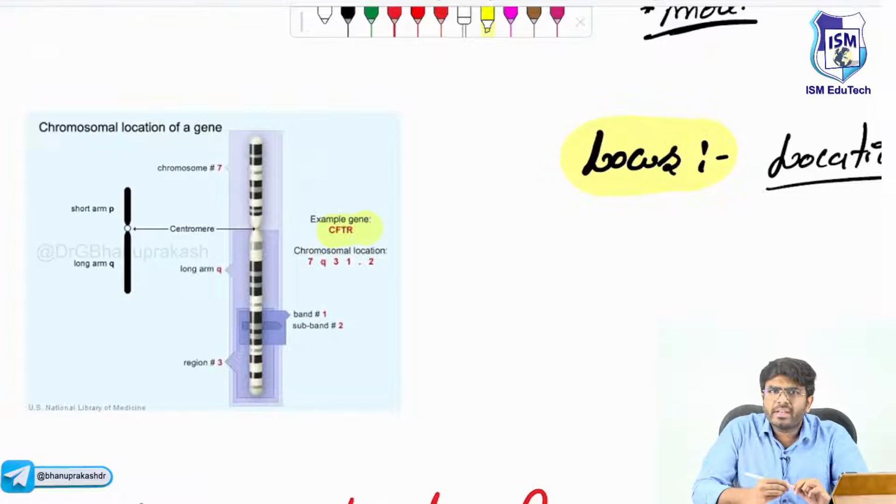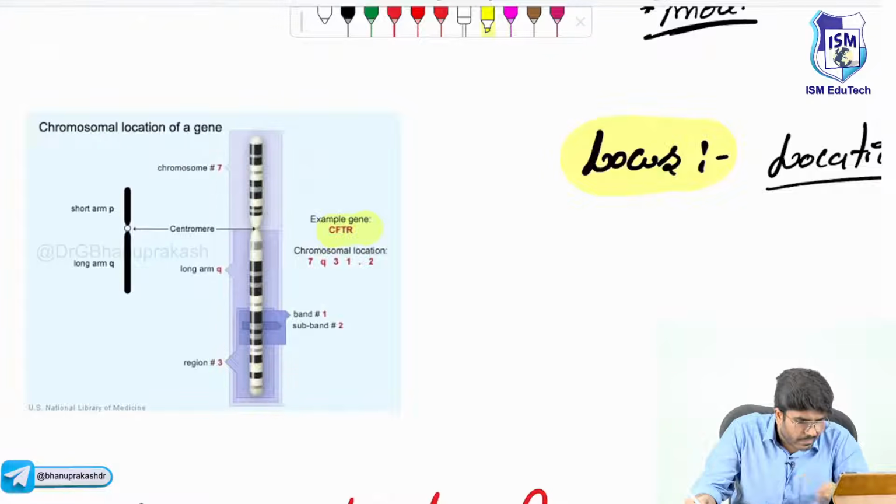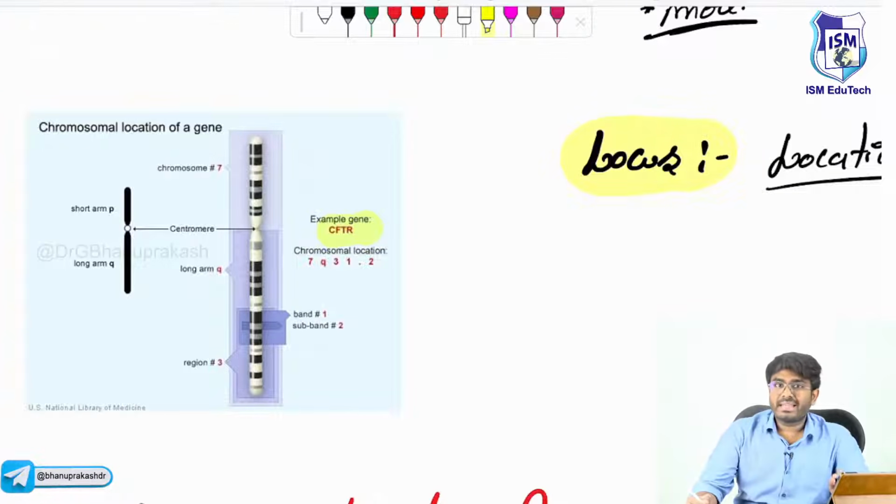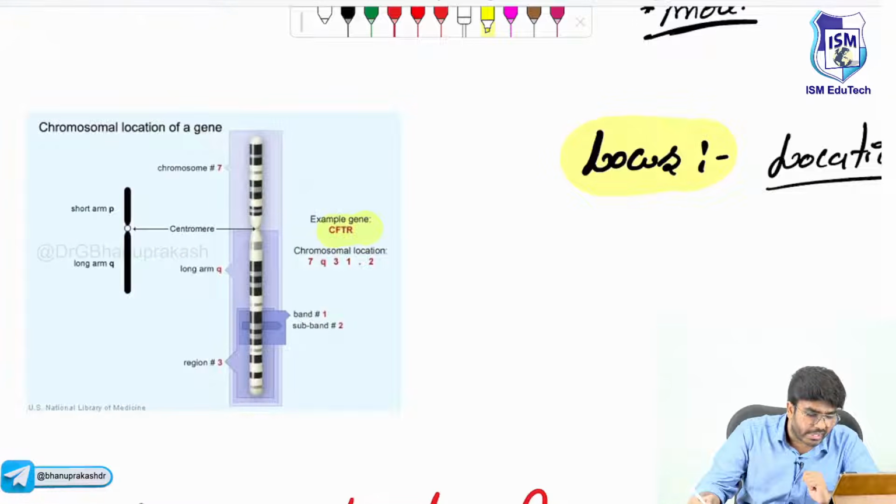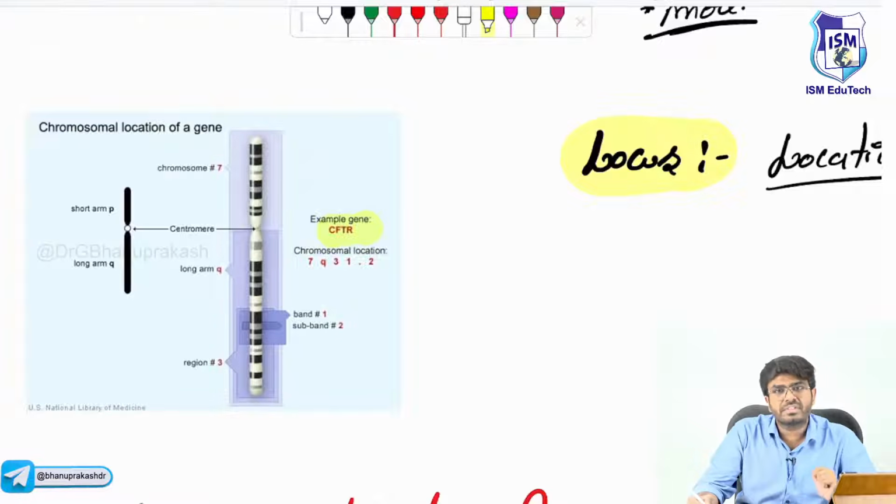Guys, can you tell me in which condition this CFTR gene is mutated? There is one condition where the CFTR gene is mutated. Can you tell me what that condition is? We haven't studied the CFTR gene mutation in detail, but do you have any idea where we have discussed it? Excellent. That's cystic fibrosis.